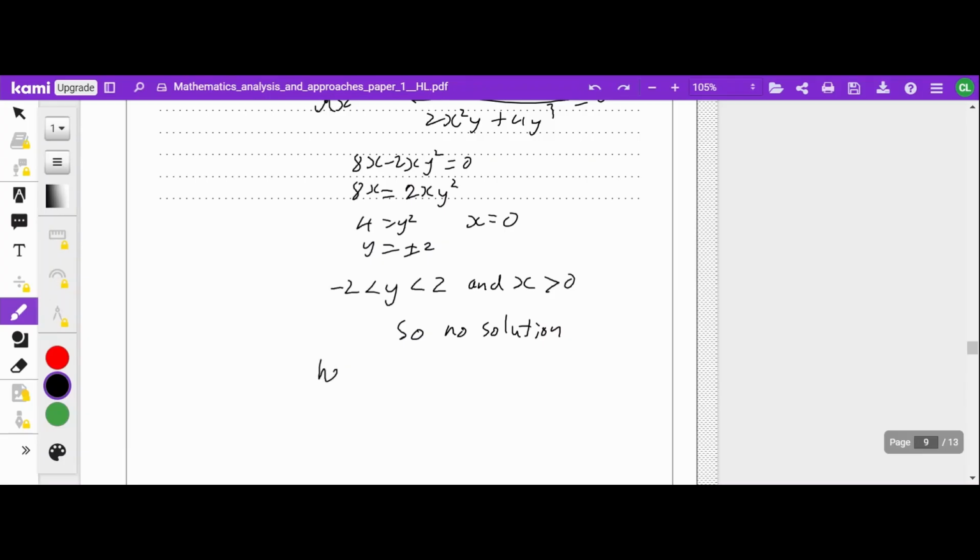And hence no local maximum or minimum points for x > 0 or −2 < y < 2.